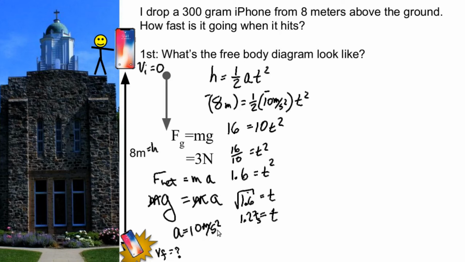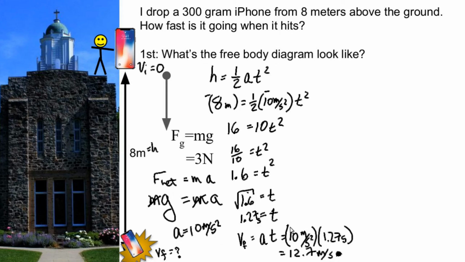Now, if I gain 10 meters per second of speed every second, then after 1.27 seconds, I know my final speed will be the acceleration times the time. So that's 10 meters per second squared times 1.27 seconds. That is 12.7 meters per second. I don't think the phone's going to survive that. That is a fast speed. So that's how we solve the problem using kinematics, and we applied Newton's second law to find the acceleration.